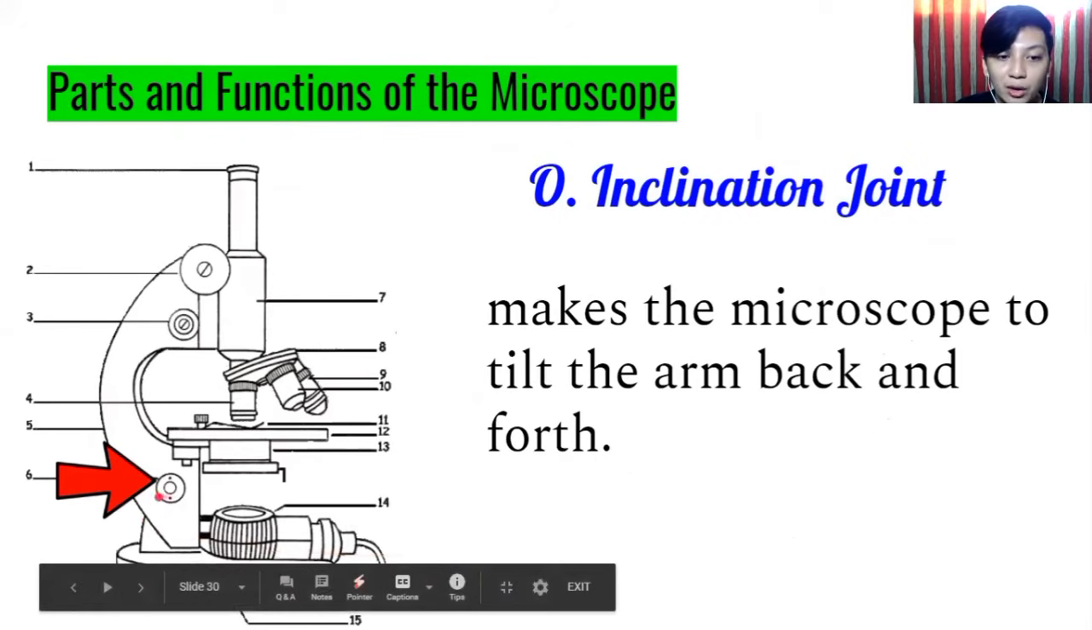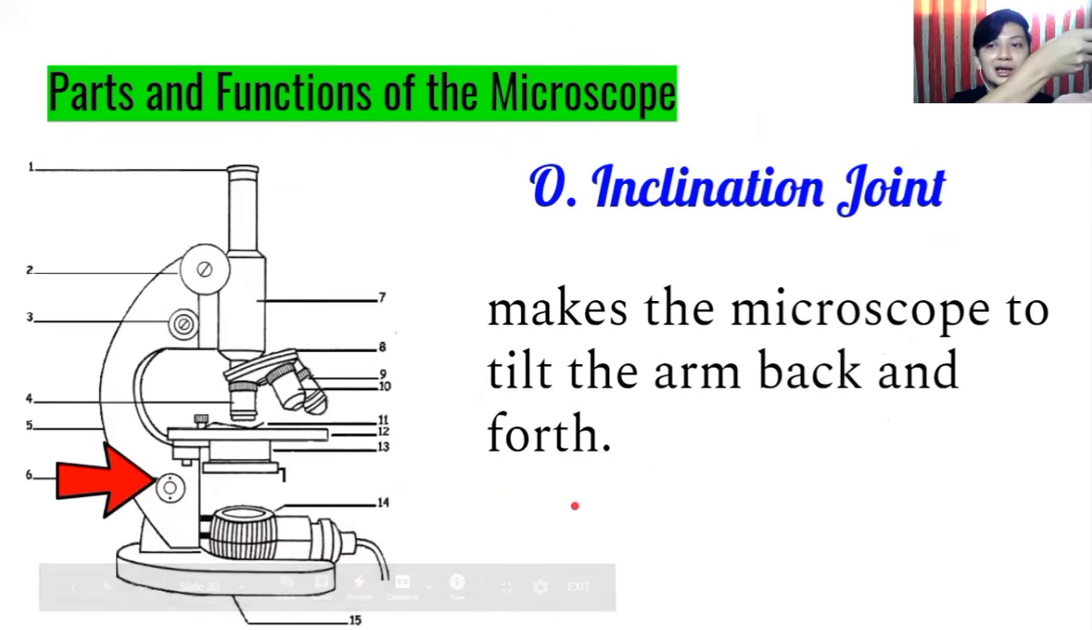And then we have the inclination joint. Inclination joint is this small circle at the bottom of the arm. It makes the microscope tilt the arm back and forth. So you can tilt it back and forth. For example, you are looking for light kasi medyo madilim yung kwarto, naghahanap ka ng ilaw ngayon, so pwede mong i-tilt yung microscope mo, and that's the use of the inclination joint.